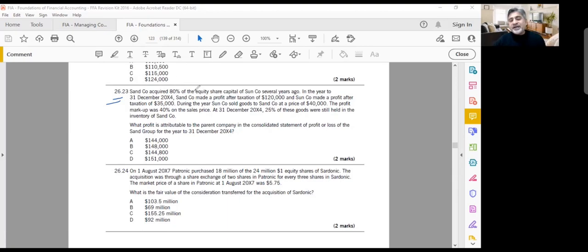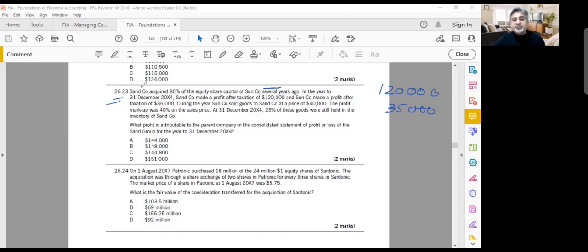So Sun company acquired 80% of the equity share capital of Sand company several years ago. So it's not 1 year. The post-acquisition period is not 6 months or 9 months, it's many years. In the year to 31st December 2004, so a full year, Sun company made a profit after taxation of $120,000, and Sand company made a profit after taxation of $35,000. So if I have to consolidate, the two profits look like this: 35 and 120.